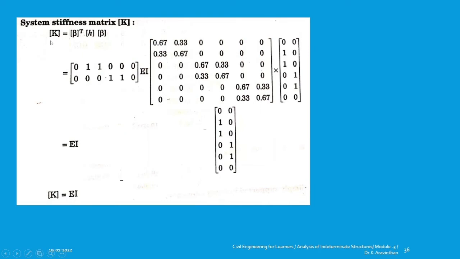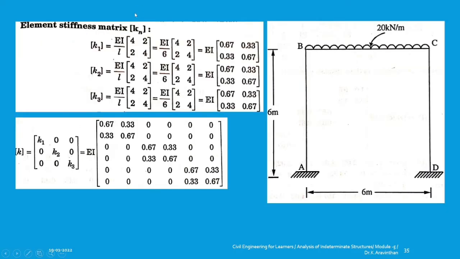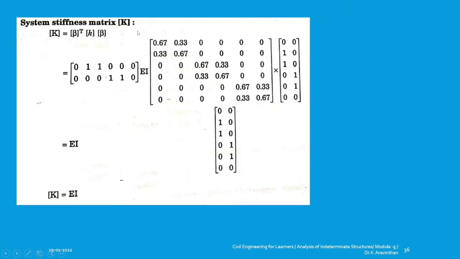Now the next step is finding the system stiffness matrix. Your formula is capital K. Note that element stiffness is small k and system stiffness is capital K. How to find that? Beta transpose K into beta. Now you know beta transpose, first multiply it into this small k value. First row into first column, you will be getting 0, 1 into 0.3 is 0.3 and rest of the components will be 0. Hence the first value will be 0.3.